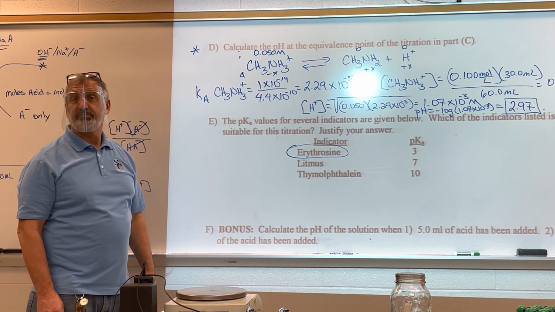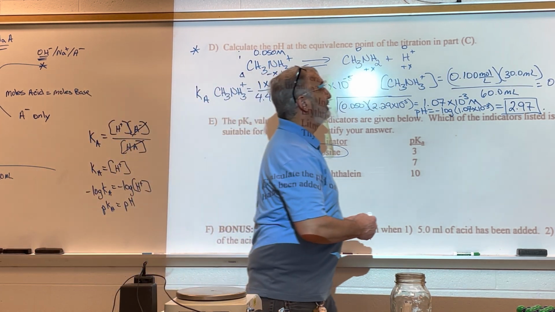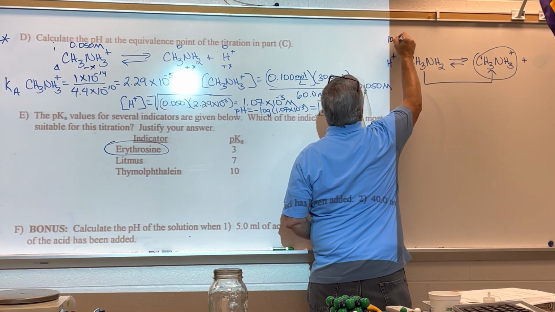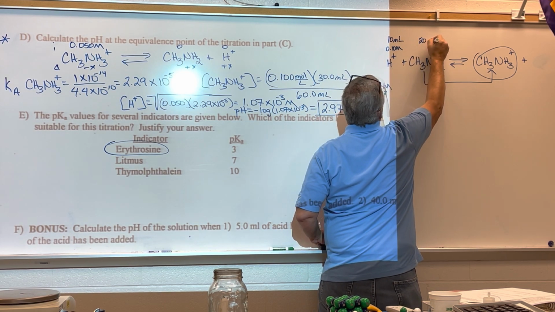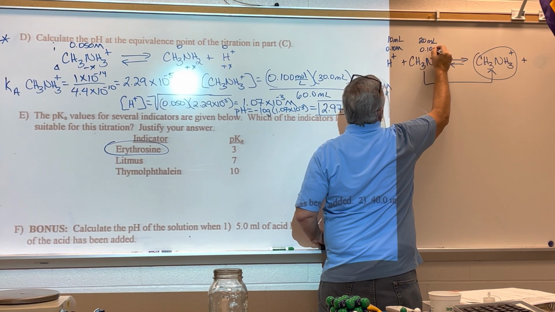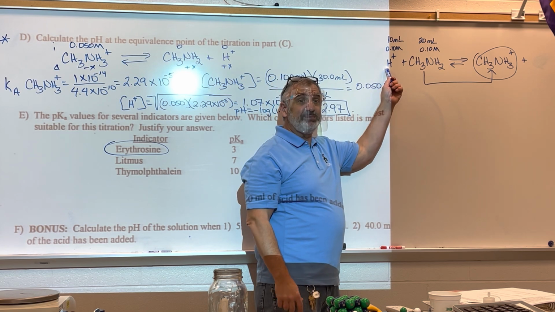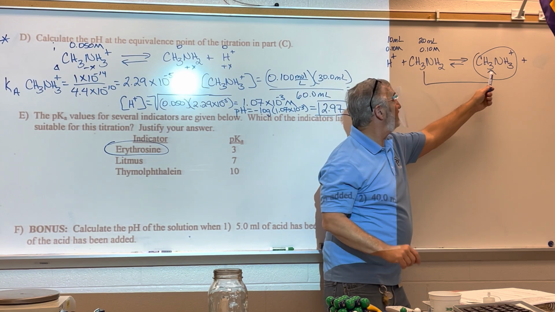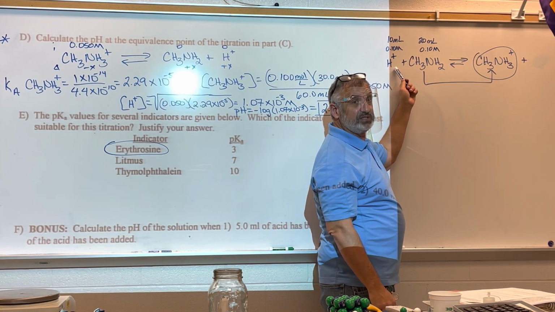Can you explain the half equivalence point the same way you just explained that, like with the equation and all? Okay, at the half equivalence point, let's just say I add 10 milliliters of 0.1 molar acid, and I have 20 milliliters of 0.10 base. This basically is the limiting reactant. So as I keep adding acid, it's making this, okay? But this is getting used up, so there's none of that left.